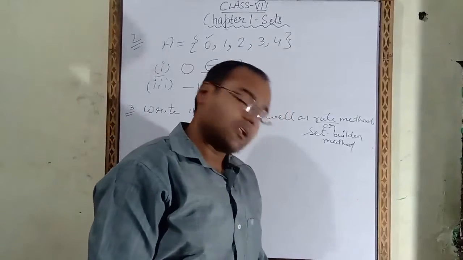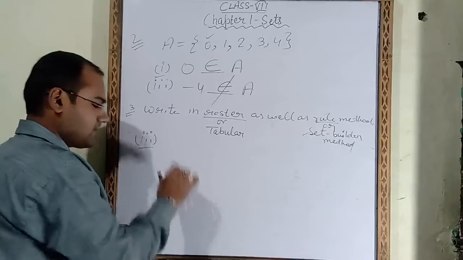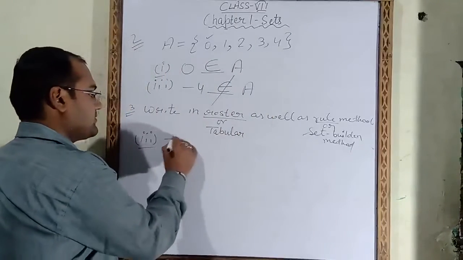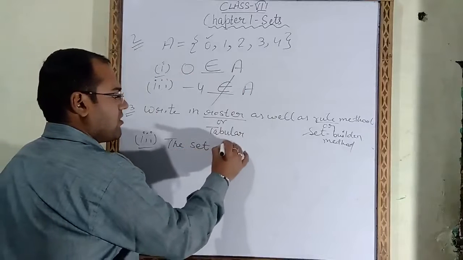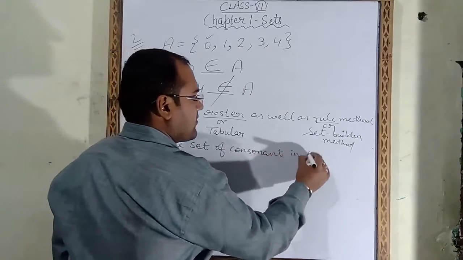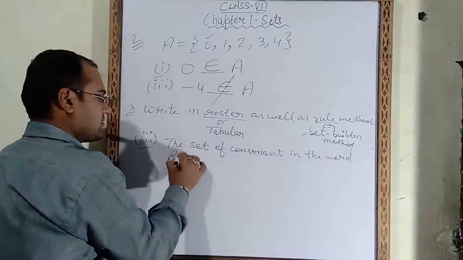You see part number third. What is the third part? The set of consonants in the word Rabindranath.